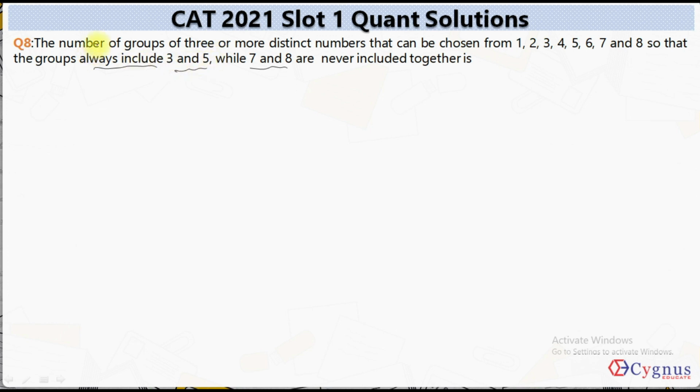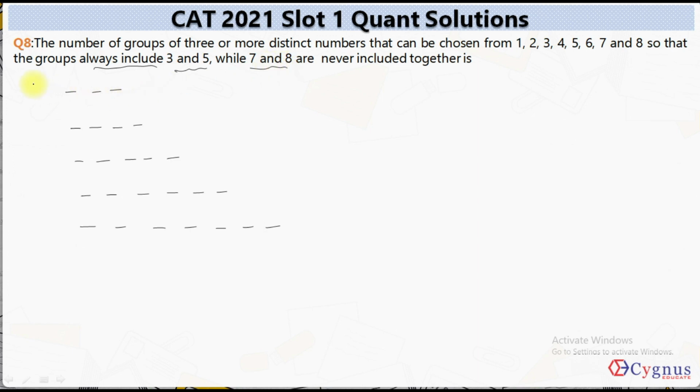So how many cases will be there? The number of groups of 3 or more. That means either I'll have 3 numbers or I'll go for 4 numbers or 5 numbers or 6 numbers or I'll go for 7 numbers. I cannot choose all the 8 because in that case 7 and 8 will always be included together.